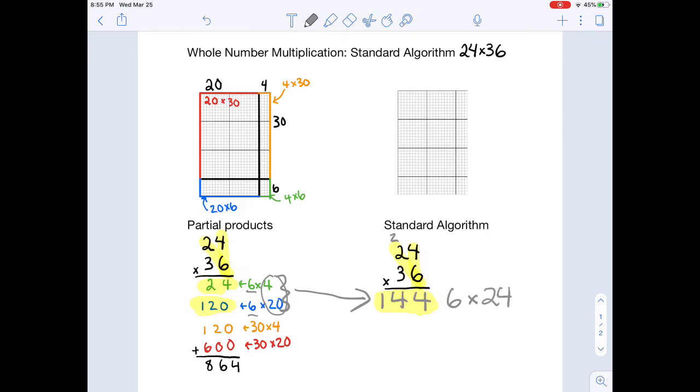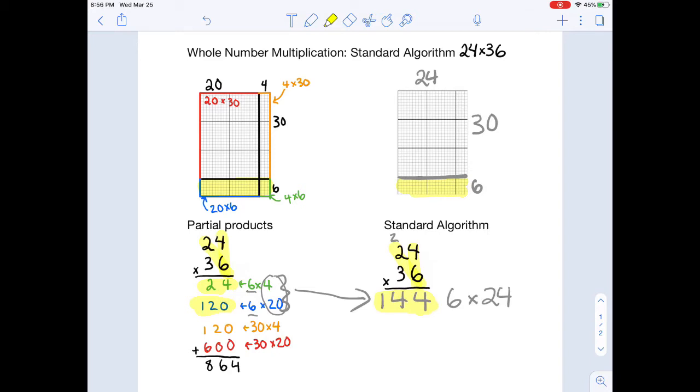If I represent this in my picture, I have 24 along the top, and I need just 6 down here. So I'm still going to do the second factor in expanded form. And 144 is this whole area, and it corresponds to the sum of these two partial products.